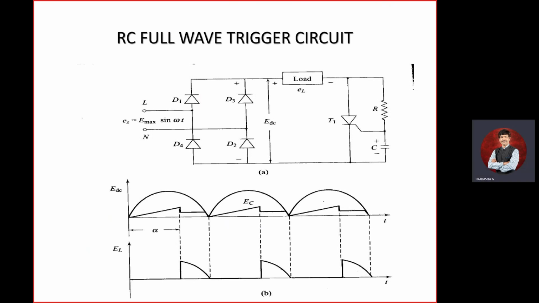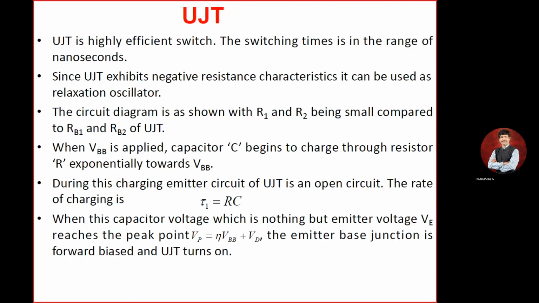That is the difference. If you compare the previous circuit and this circuit, in the previous circuit you are getting the triggering pulse only in the first half cycle. In this circuit, for every half cycle you are getting the triggering pulse. That is with respect to the full rectifier. That is RC triggering with your full rectifier.